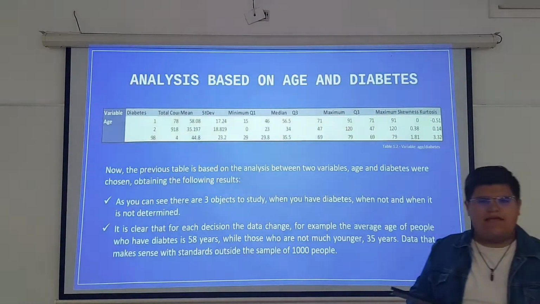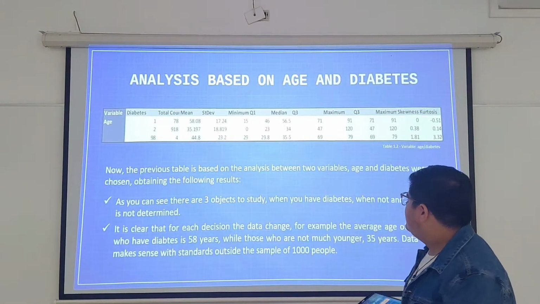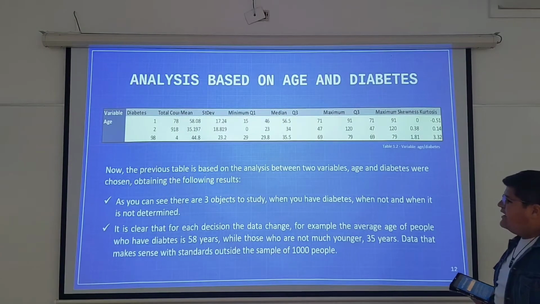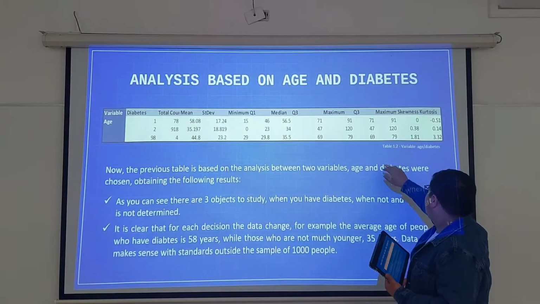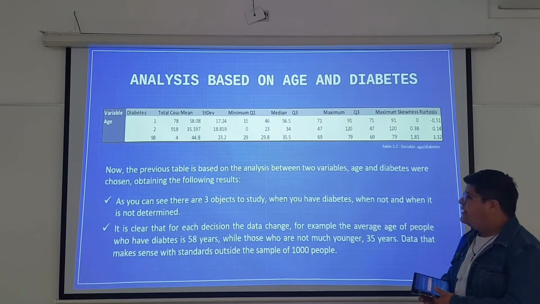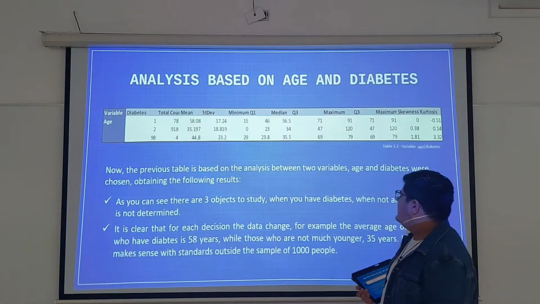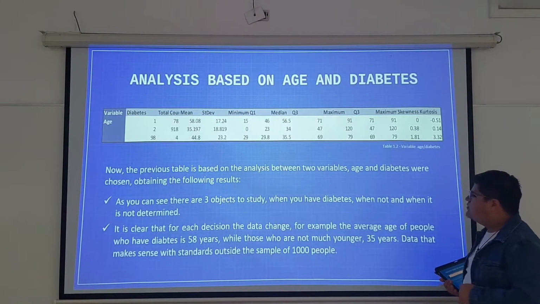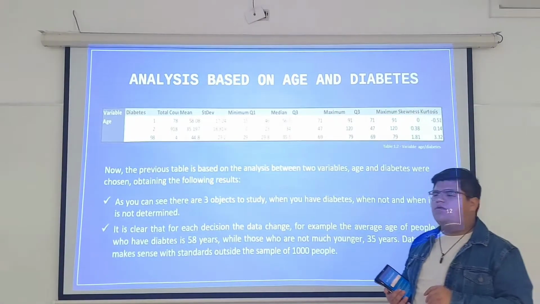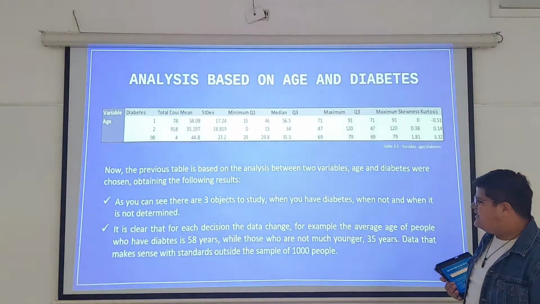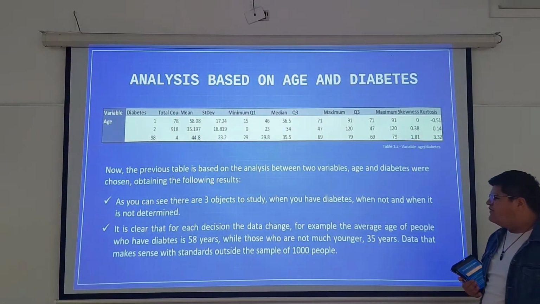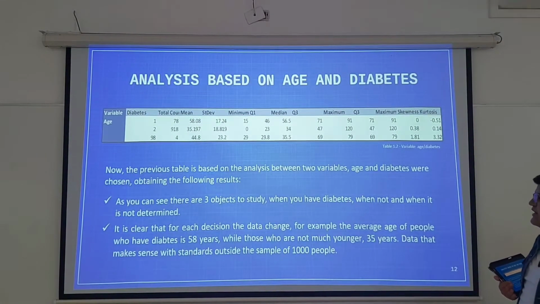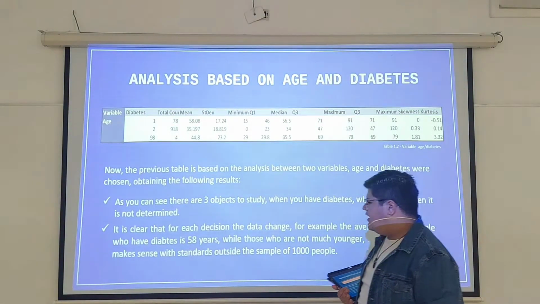The last analysis that we will do is analysis based on age and diabetes. Now we have table number 1.2. The previous table is based on analysis between two variables we chose, and we obtained the following results. Okay, as you can see, there are three options to study: when you have diabetes, when not, and when it is not determined.